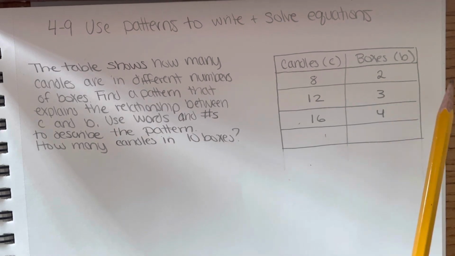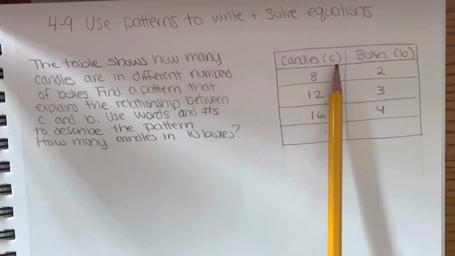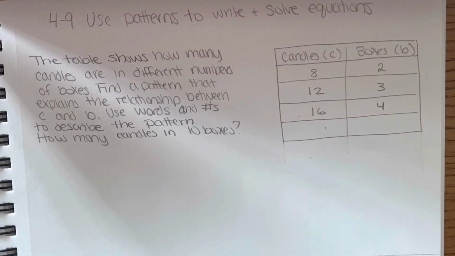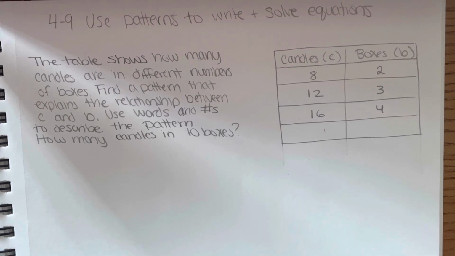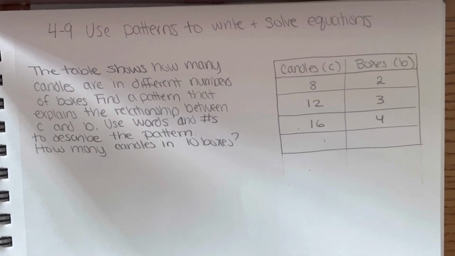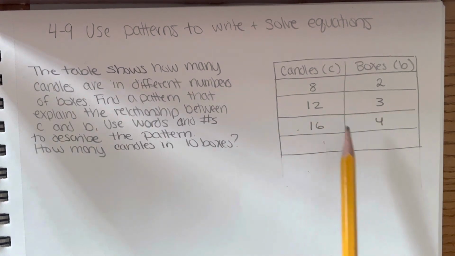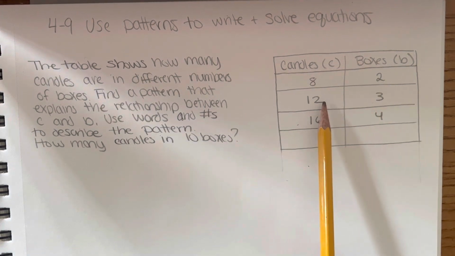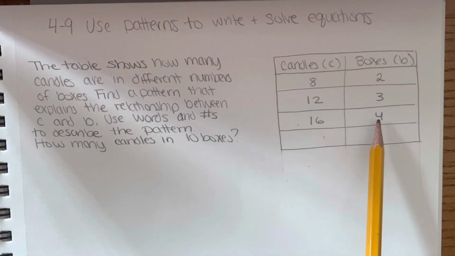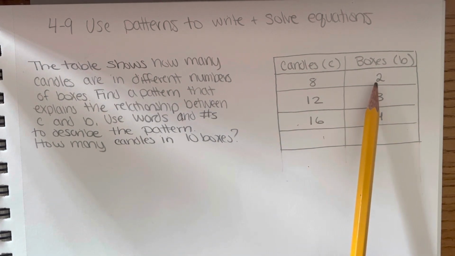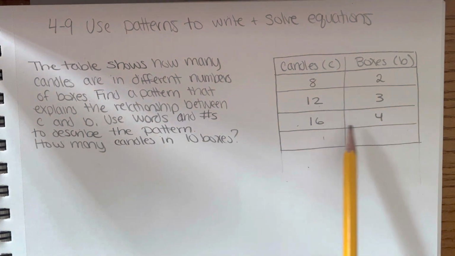So when we look over here at this table, we see that the variable C represents the number of candles and the variable B represents the number of boxes. So the first thing we want to do is look for a pattern in the table that's relating the dependent and independent variables. So when I'm looking at this table, I see that this number is going from 8 to 2, 12 to 3, 16 to 4. So the numbers are going from a larger number to a smaller number. Larger to smaller, larger to smaller.